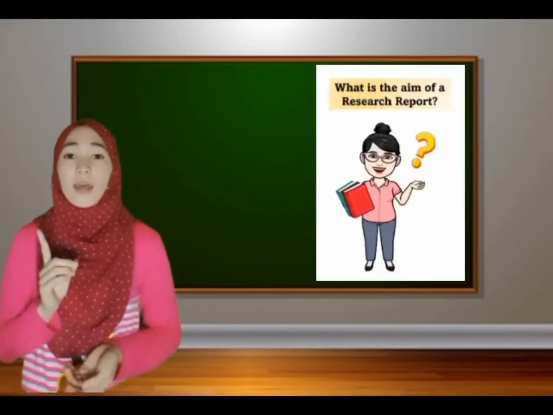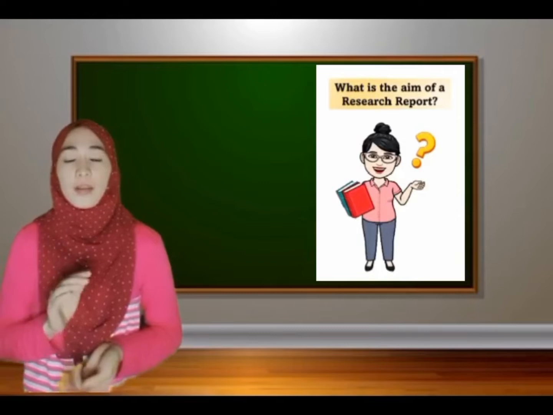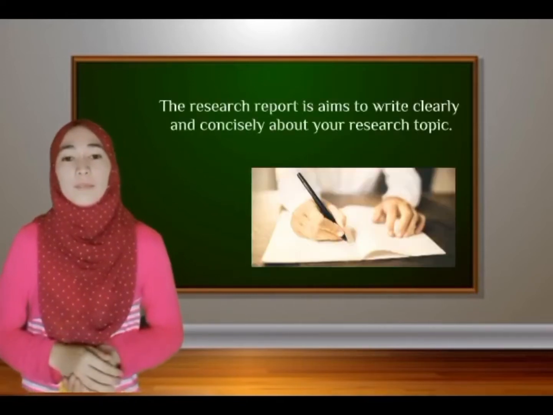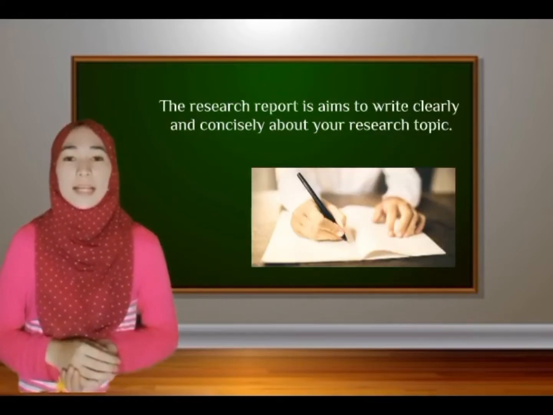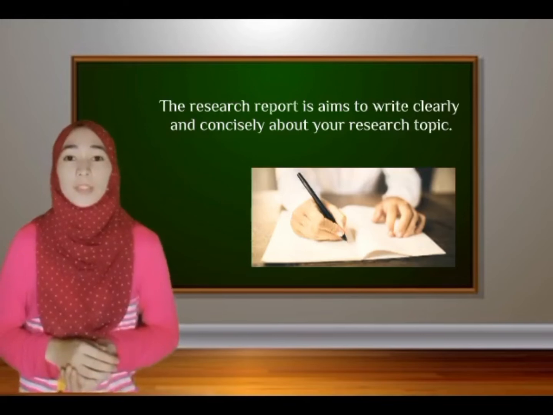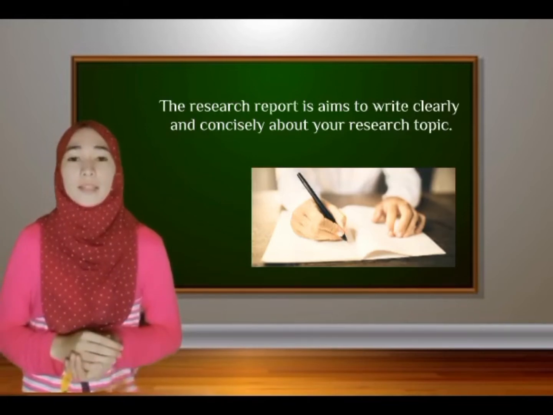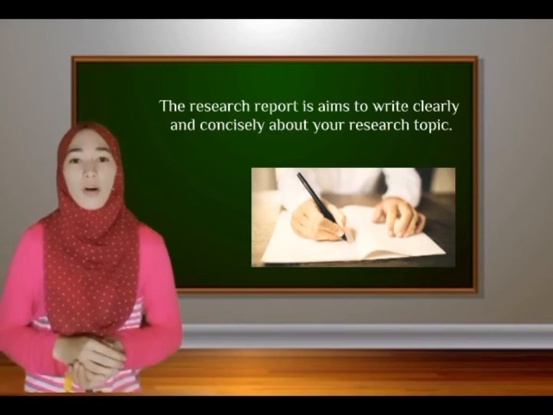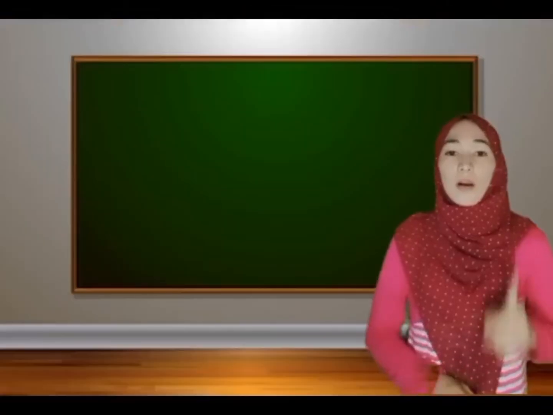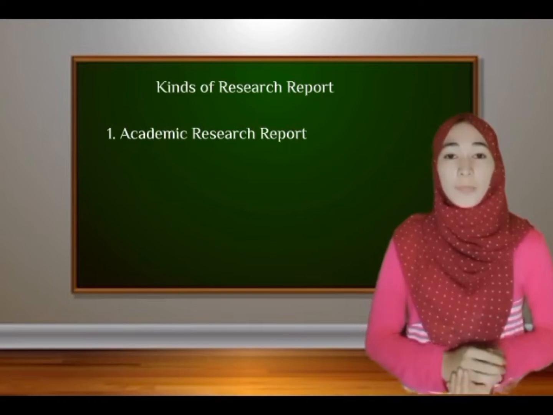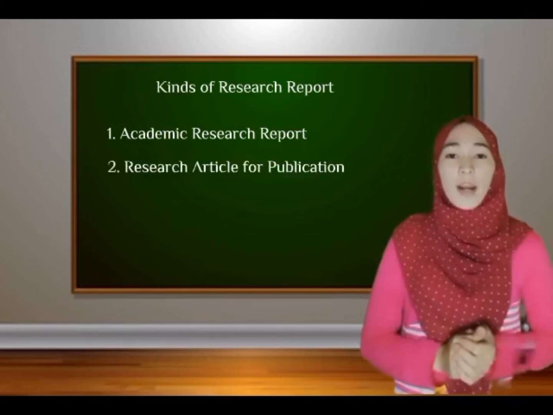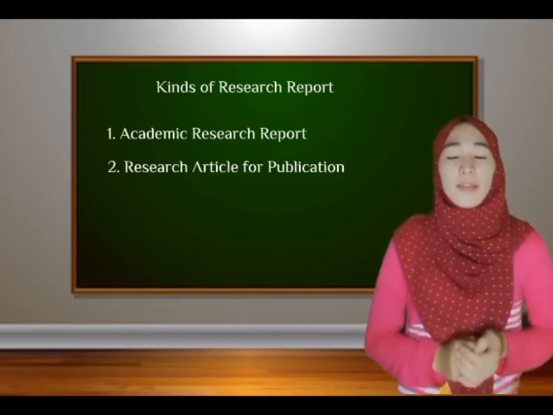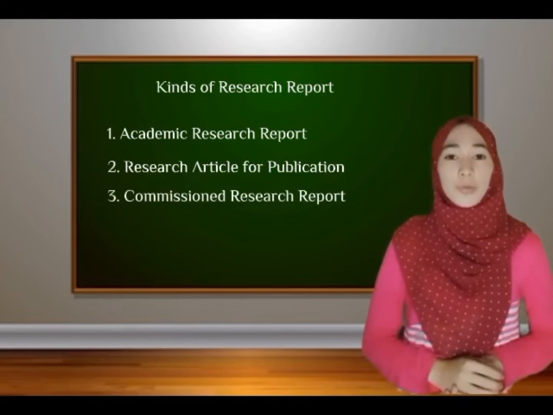And what are the aims of the research report? The research report aims to write clearly and concisely about your research topic so that the reader can easily understand the purpose and result of your research. And now, let us proceed to the kinds of research report. So we have three kinds. First is academic research report, second, the research articles for publication, and the last one is commission research report.